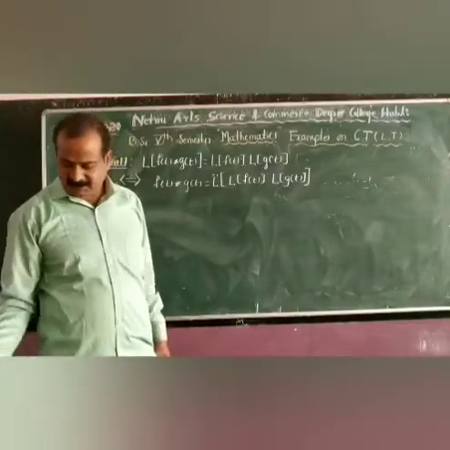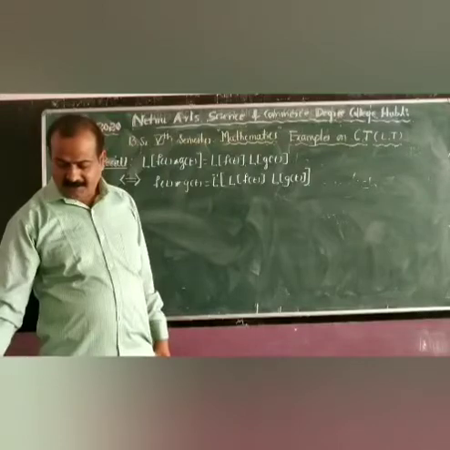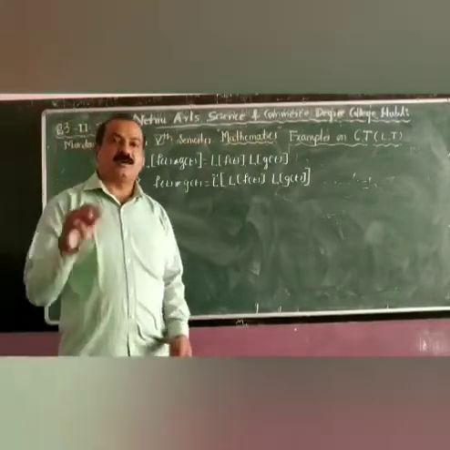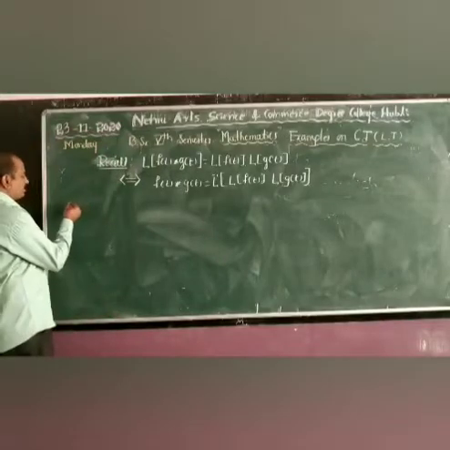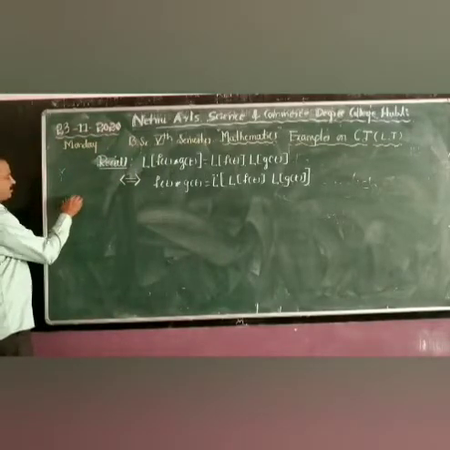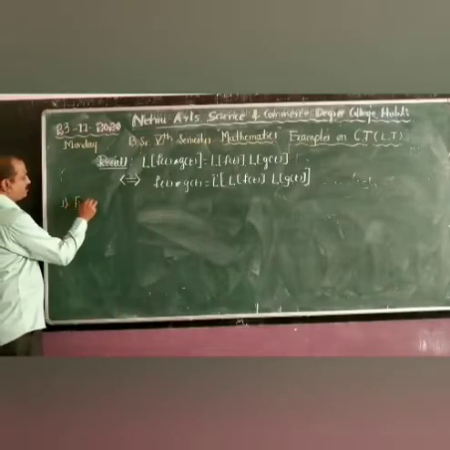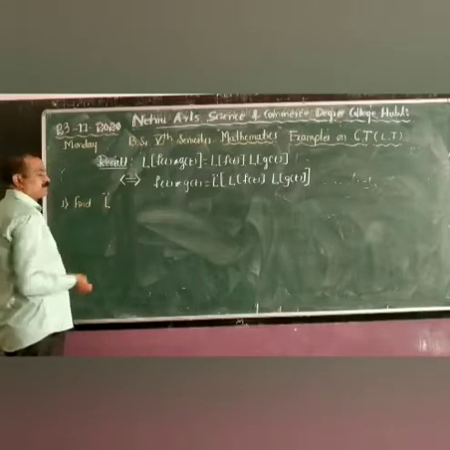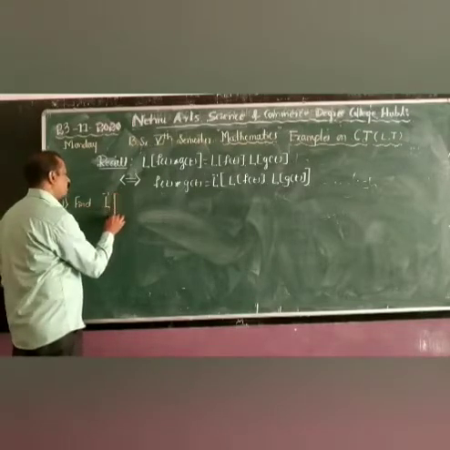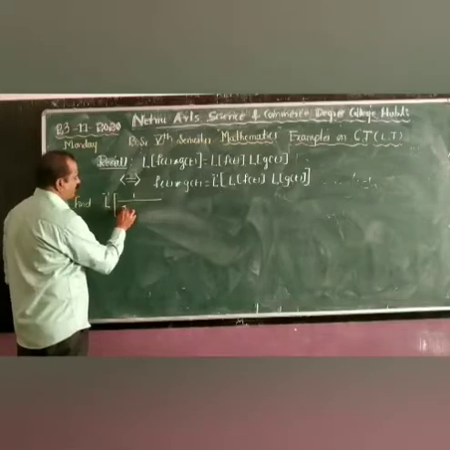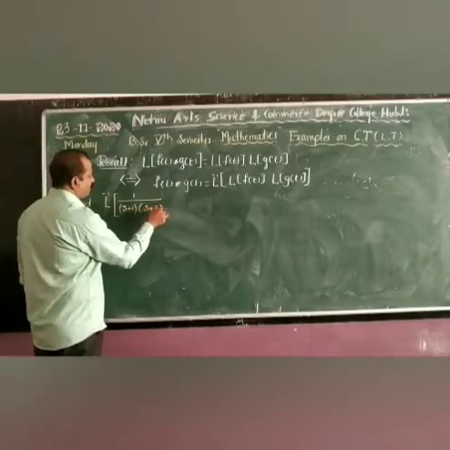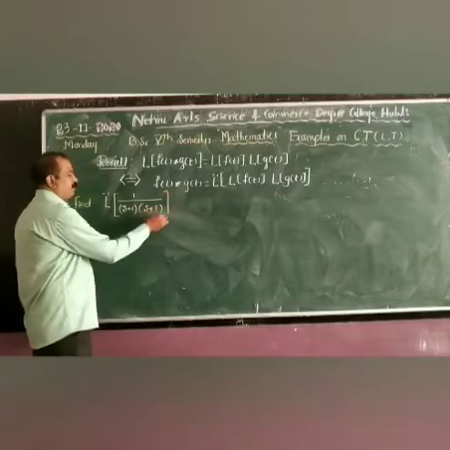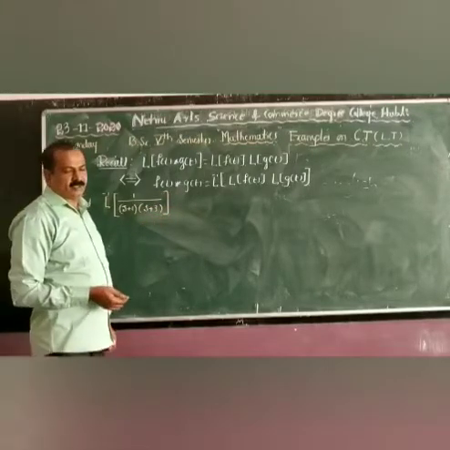Now to take up the second variety of examples in the convolution theorem, finding the inverse using the convolution theorem. The example: find L inverse of 1 divided by (s plus 1) into (s plus 3) using the convolution theorem.